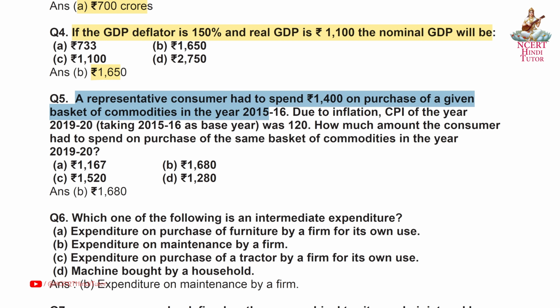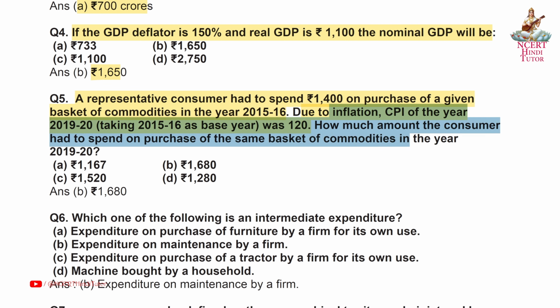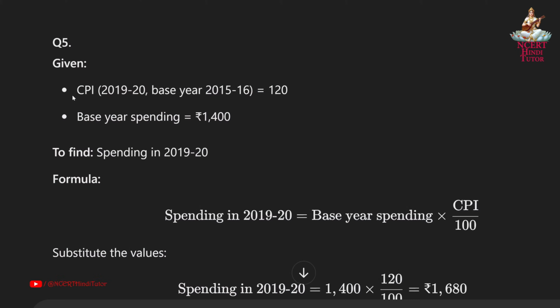Question 5. A representative consumer had to spend 1400 rupees on purchase of a given basket of commodities in the year 2015 to 16. Due to inflation, CPI of the year 2019 to 20, taking 2015 to 16 as base year, was 120. How much amount did the consumer have to spend on purchase of the same basket of commodities in the year 2019 to 20? Answer. Given CPI 2019 to 20, base year 2015 to 16, is equal to 120, base year spending 1400 rupees.